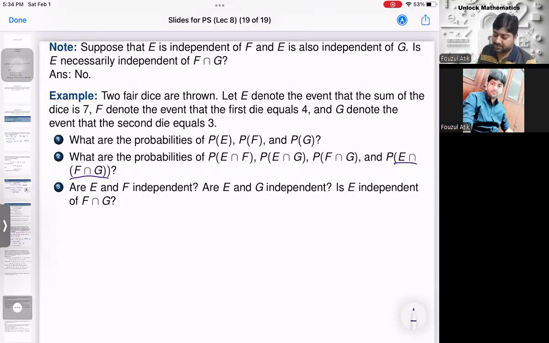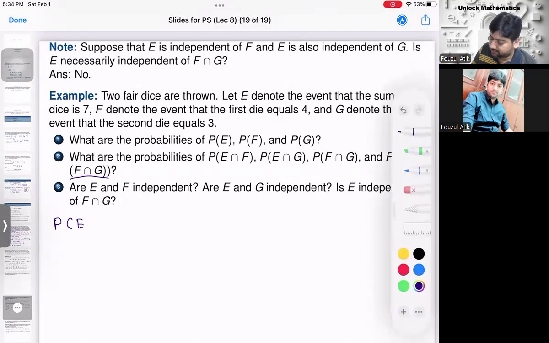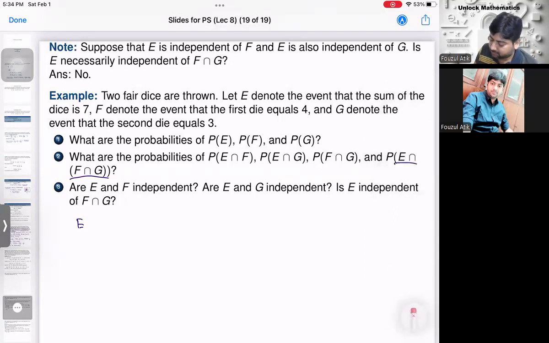Let's see. So you were throwing two fair dice. How many total outcomes do you have? For one die it is 6, for another die also it is 6. So 6 into 6, there will be 36 outcomes by the basic principle of counting. We have already discussed this in the first few classes.